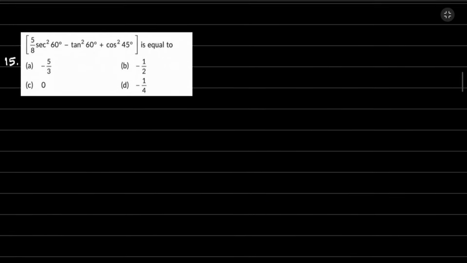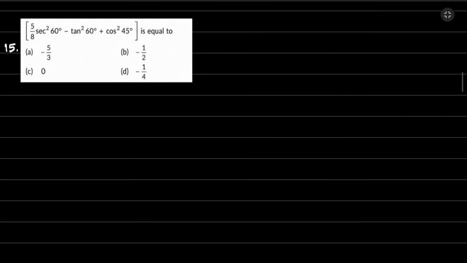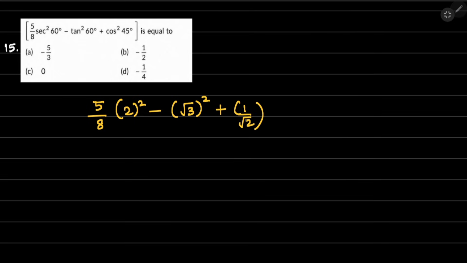Moving on to the 15th MCQ question here. You're given 5 by 8 secant square 60 minus tan square 60 plus cos square 45 is equal to. Just substitute the values of specific angles and let's do it. So 5 by 8 multiplied by secant square 60. It is 1 by cos, right? So it is the reciprocal of 1 by 2, which is 2. So 2 square minus tan 60, root 3, the whole square, plus cos 45, 1 by root 2, the whole square.